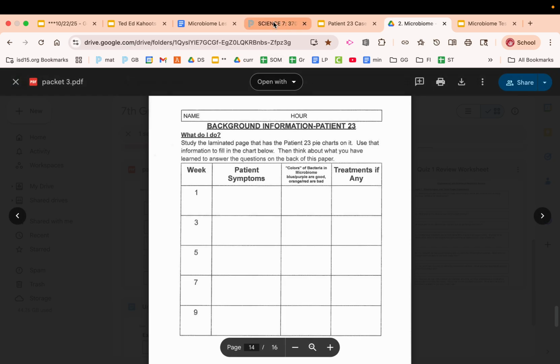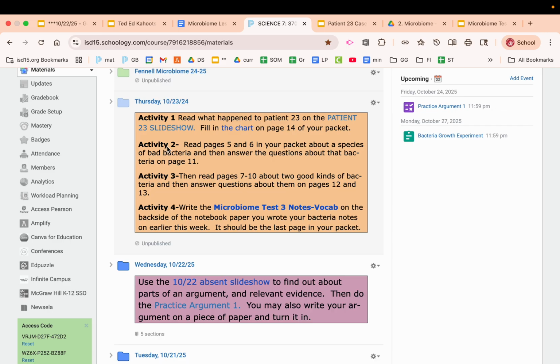All right. So that is activity 1. For activity 2, you're going to read activities 2 and 3 actually. This is all in your packet. You are going to read about 1 bad species of bacteria and 2 good species of bacteria. So activity 2 says read pages 5 and 6 in your packet about a species of bad bacteria and then answer the questions about that bacteria on page 11.